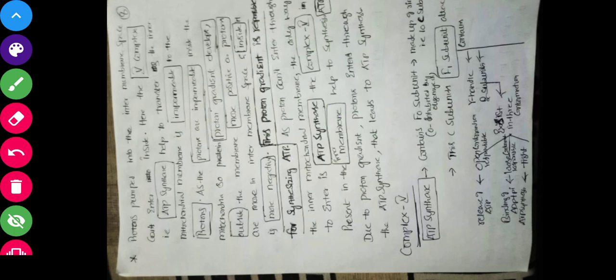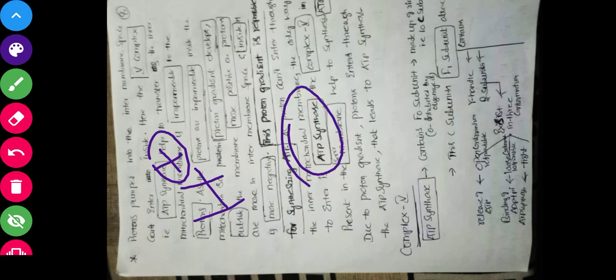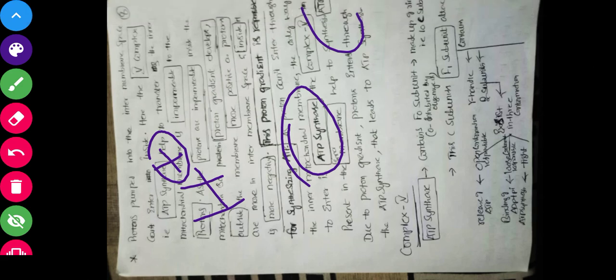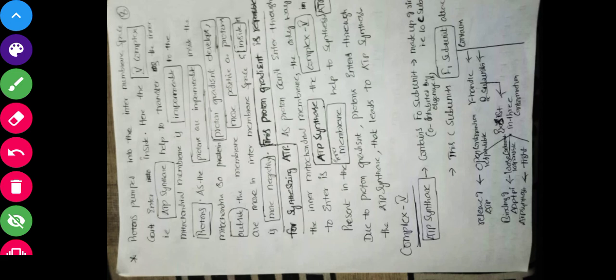As the protons cannot enter through the inner mitochondrial membrane, the only way to enter is the ATP synthase at complex 5, which is present in the inner mitochondrial membrane. When these protons pass through this ATP synthase complex, we will synthesize ATP. We'll see in the next slide how it is synthesized. Due to the proton gradient, the protons enter through the ATP synthase, which leads to ATP synthesis. How? Now we will study complex 5. This is the ATP synthase complex. It contains the FO subunit.